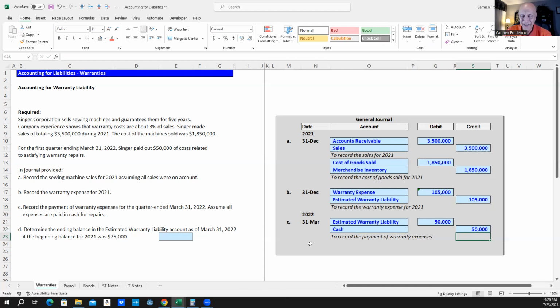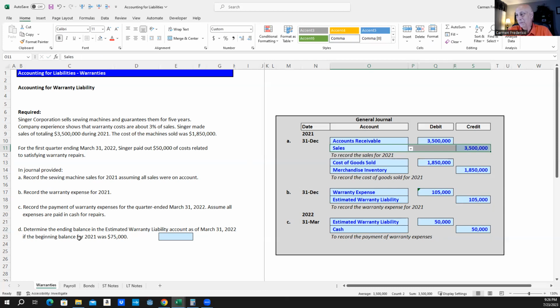Some of the key things, again: you want to match the expense with the revenue for the period. We had $3.5 million of revenue, and we estimate 3% of the revenue is going to be expense over time. So we put money in this bucket, and we use this to satisfy warranties as they happen.